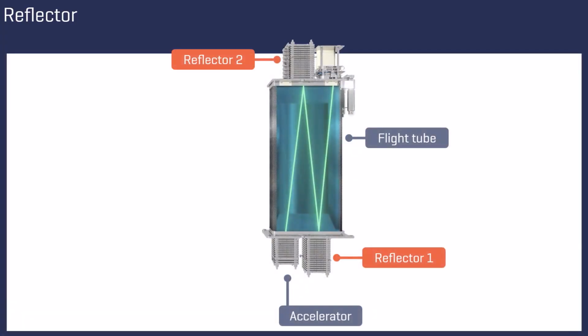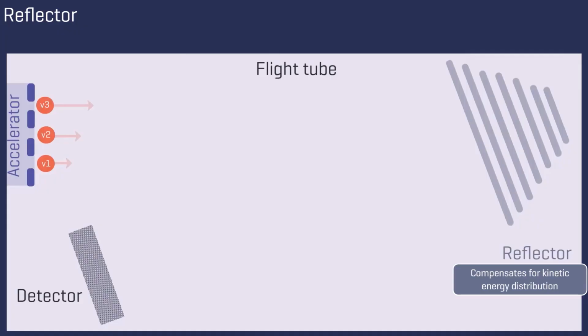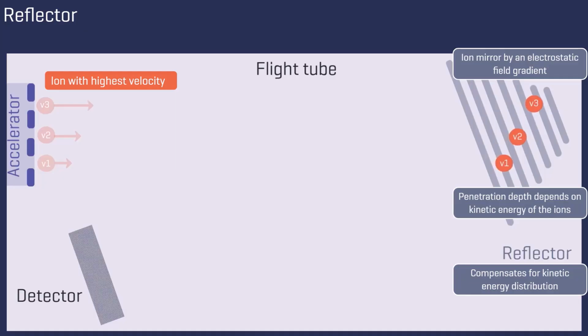In addition to the two-stage acceleration, the two reflector regions play a crucial role in enhancing mass resolution. Their function is to compensate for kinetic energy distribution. Let's review how it works with the help of this example with just one reflector. Here we observe three ions with the same m/z, but different velocities within the flight tube. When the ions enter the reflector, they run against an electrostatic field gradient, which acts just like an ion mirror. The gradient causes the ions to decelerate until being turned around. The penetration depth depends on their kinetic energy.